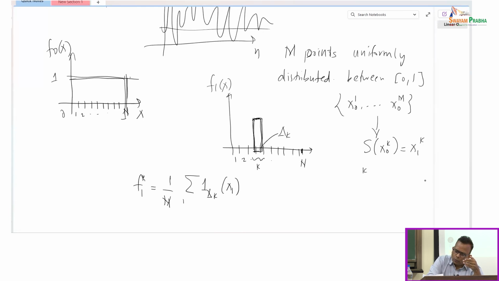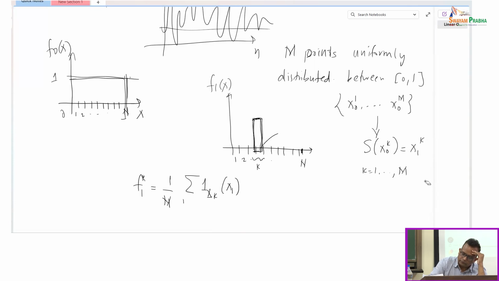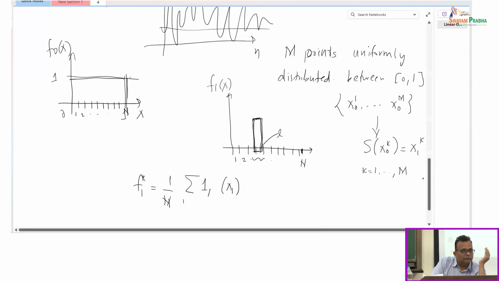And k here is going from 1 to m for the m points. Okay, make sense? Easy, right? So I want to find, so maybe I'm confusing notation. Instead of calling this k, let me use some other notation, because I'm using the k here. Let me call this, you have some pet index that you like, let me call this L. Okay.